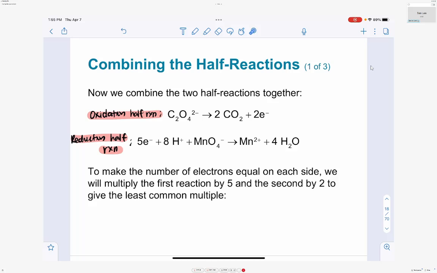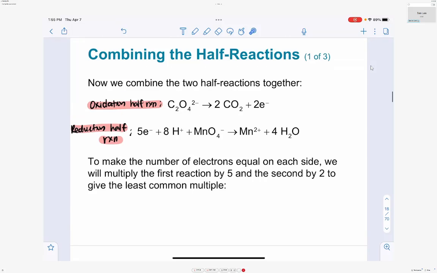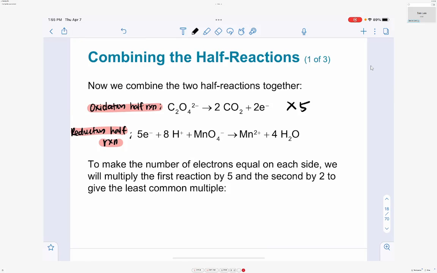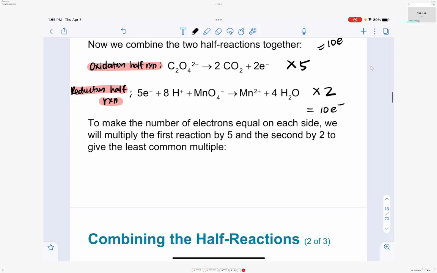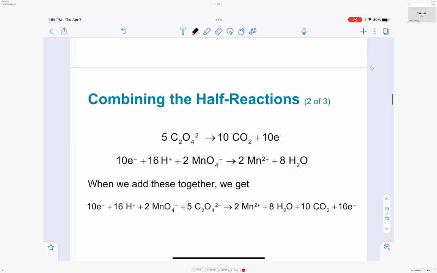reduction processes. So if we multiply the oxidation reaction by 5, and the reduction reaction by 2, the number of electrons lost in the oxidation reaction will become 10 electrons. The number of electrons gained in the reduction process is also going to be 10 electrons. So that's what we did here.